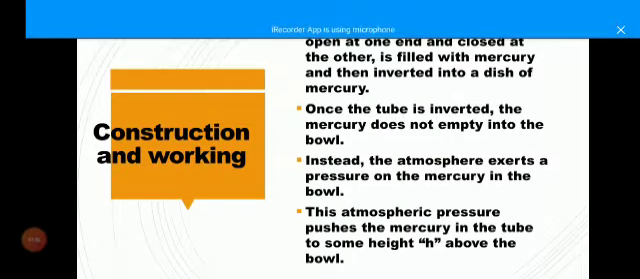So what is going to happen? Construction and working. There is one long tube, open at one end and closed at the other. It is filled with mercury and then inverted into a dish of mercury. Once the tube is inverted, the mercury does not empty into the bowl. Instead, the atmosphere exerts a pressure on the mercury in the bowl. This atmospheric pressure pushes the mercury in the tube to a height above the bowl.